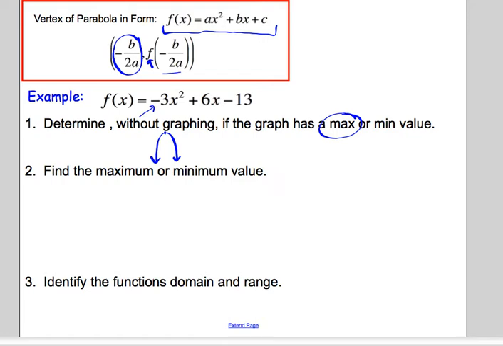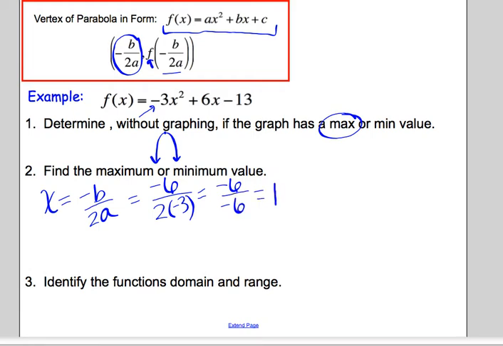Now we're actually going to find that maximum. I don't want to complete the square, so instead I'm going to use this new idea of how to find the vertex, the negative b over 2a. So to find the x value of the vertex, we just need to take negative b divided by 2a. The b value in this case is 6, so we get negative 6 divided by 2 times negative 3. Negative 6 over negative 6. It looks like the x value of the vertex in this case is 1.